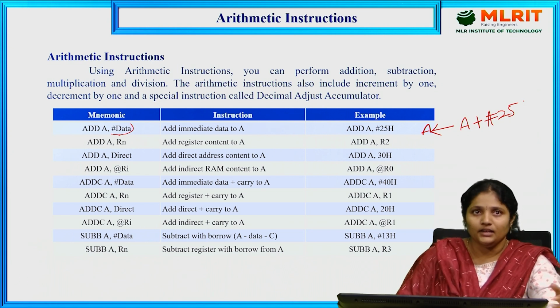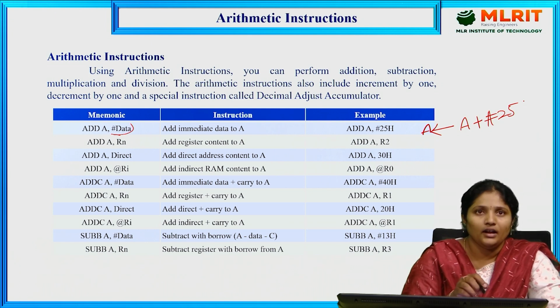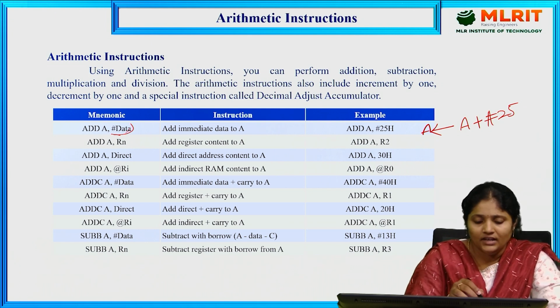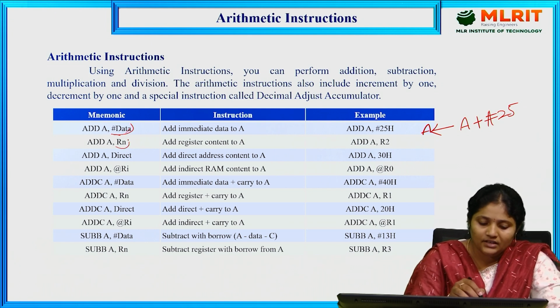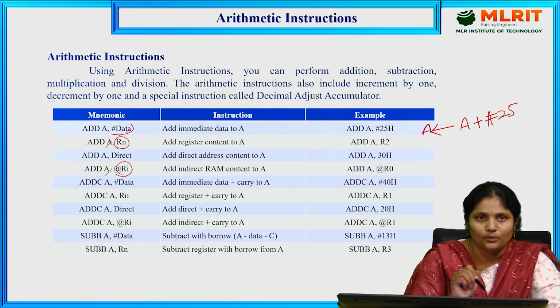ADD is the mnemonic here. So not only direct data, you can add the data present in a register with the accumulator, or you can add the data specified by its address with the accumulator, or indirectly specified by the address with the accumulator. So these are the general addition operations.